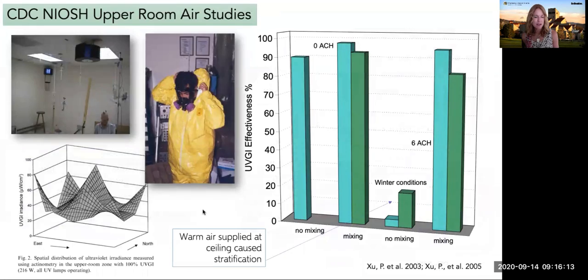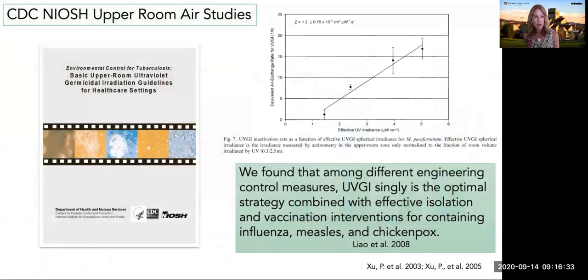We collected data over 3 years for the CDC guideline and showed that this was quite an effective technology, but that the room does need to be well mixed. If you provide warm air at the ceiling, you cause stratification, and the effectiveness of the UV was significantly reduced. And these are the guidelines that CDC NIOSH provides for healthcare workers. It's a really effective strategy to reduce airborne infectious disease transmission.